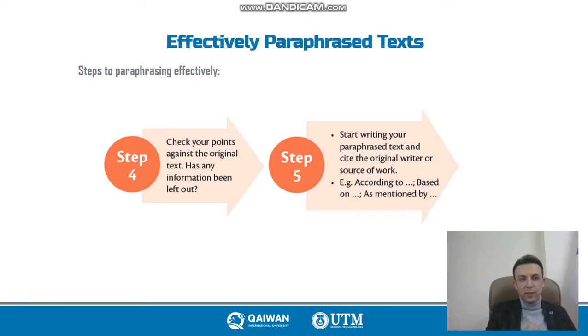So step 4 says check your points against the original text. Has any information been left out? Because you're not allowed to make any changes to the opinion. So you will have to make sure that the opinions are all the same and all of them have been mentioned and there is no change. And step 5, start writing your paraphrase text and cite the original writer or source work. This is all you need to do for paraphrasing.